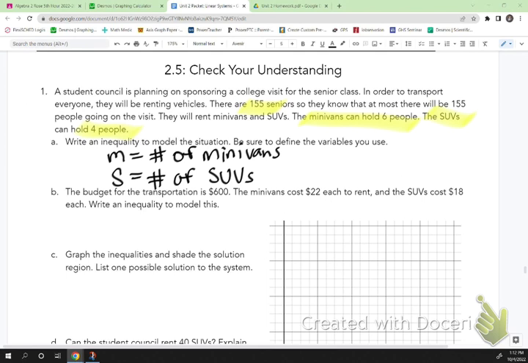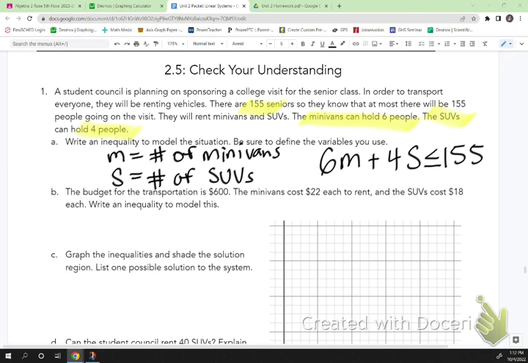Do we know a total? Kind of. We know at most there will be 155 seniors attending. How many people can go on each type of vehicle? 4 and 6. So I'm going to write 6M plus 4S. That has to be less than or equal to the 155 seniors that could possibly go on the college visit. Are we good with that first inequality?